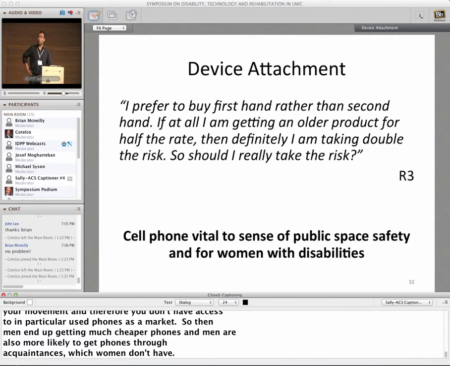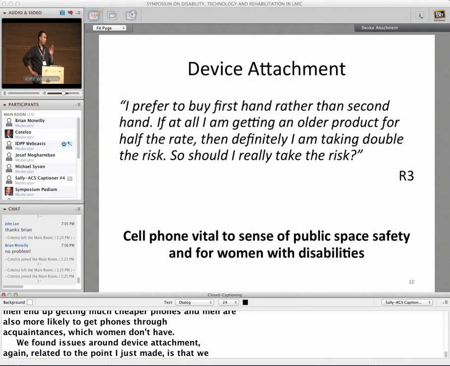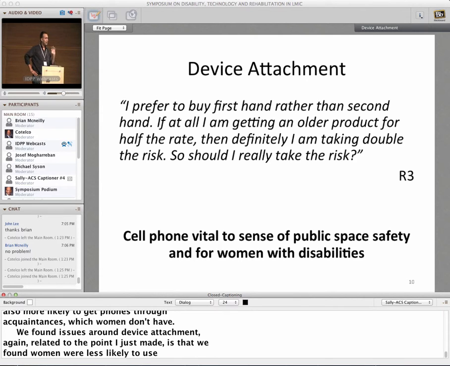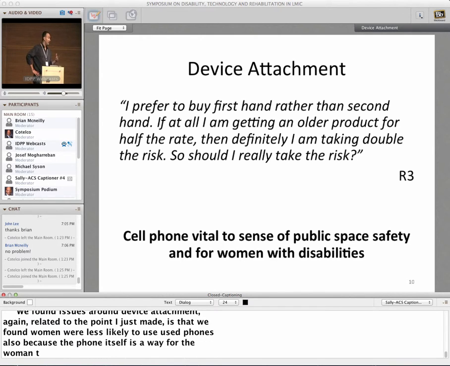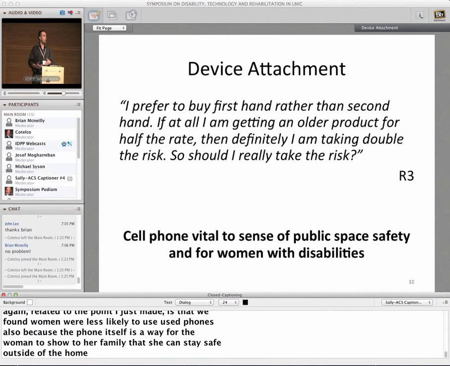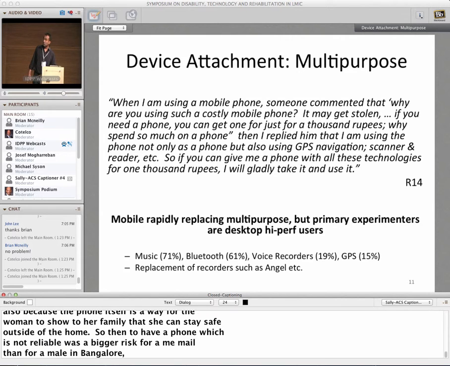We found issues around device attachment, again related to the point that I just made: women were less likely to use used phones, also because the phone itself is a way for the woman to show her family that she can stay safe outside of the home. So to have a phone which is not reliable was a bigger risk for a female than for a male in Bangalore, especially somebody who's using public transportation.